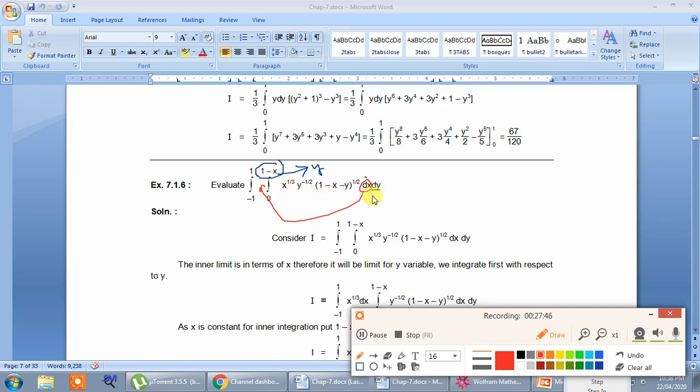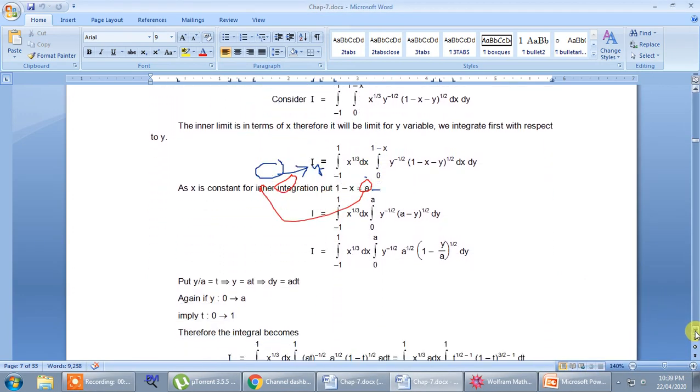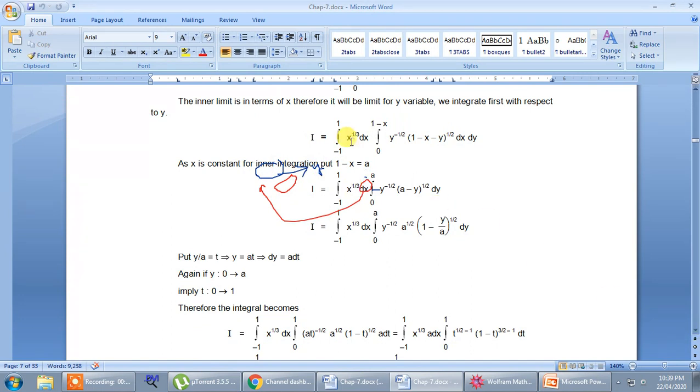So what should be taken outside? dx should be taken outside along with x raised to 1 by 3. So x raised to 1 by 3 is taken outside, dx is also taken outside, you can check it out. Those two terms are taken outside: x raised to 1 by 3 and dx are outside, and what remains inside is y raised to minus 1 by 3. This x we cannot take outside. This is acting as a constant, so 1 minus x is constant.